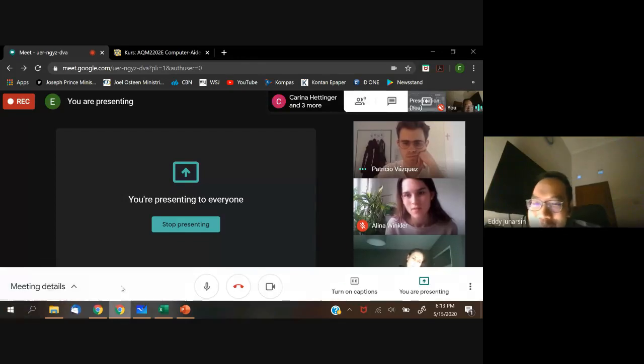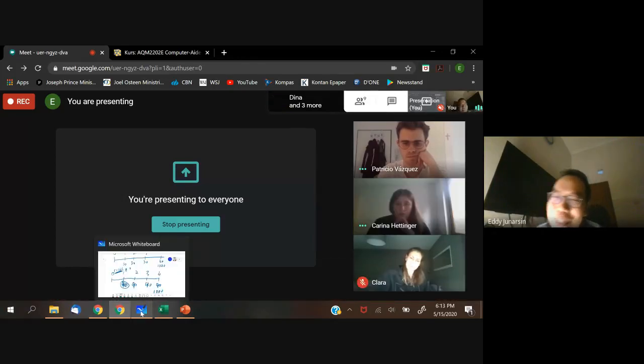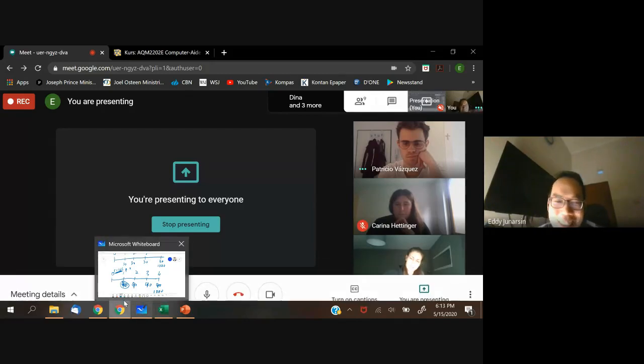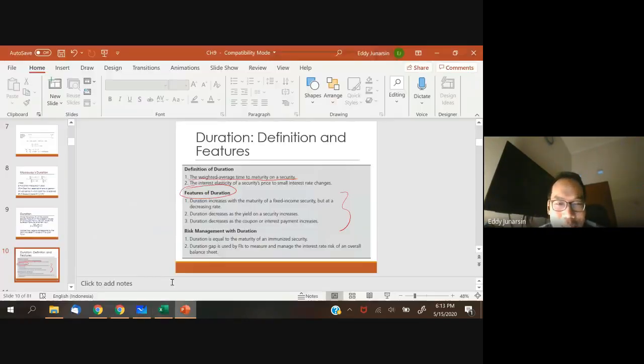Which one will make you happy? Shorter, right? Shorter duration will make you happier, right? Okay, that's why you see the second one here. Duration decreases as the market rate increases.